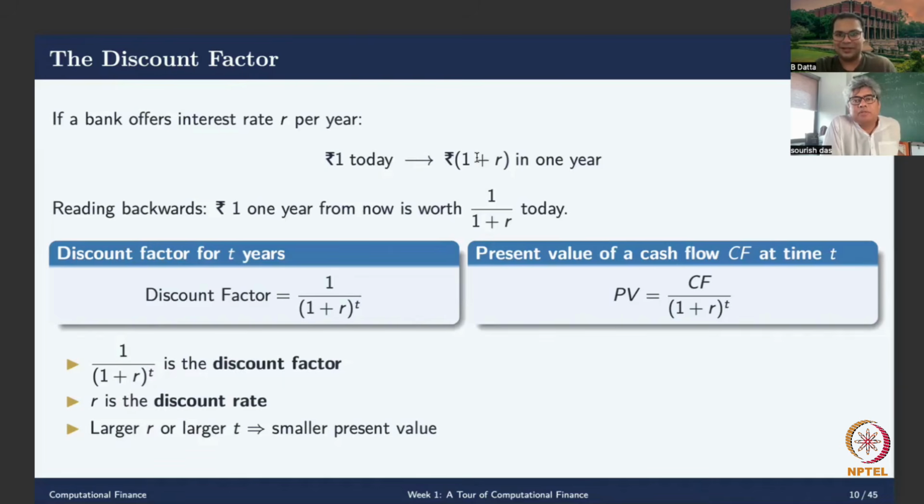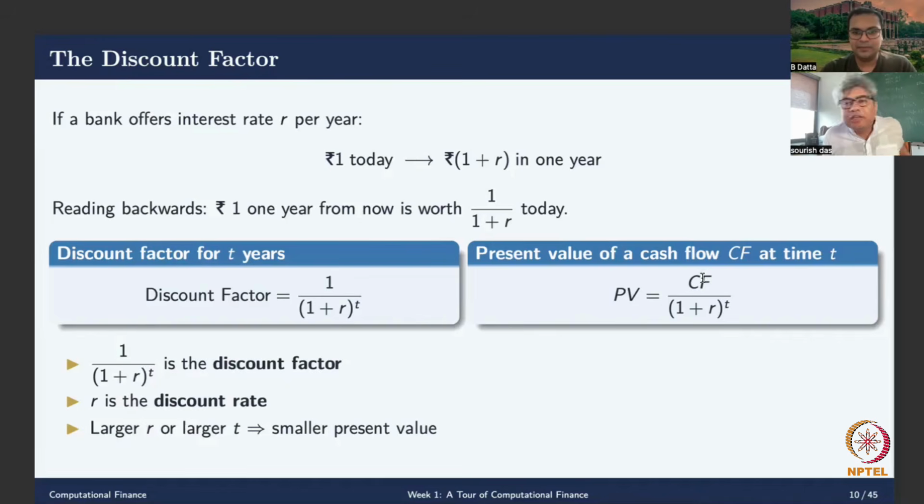Correct. Absolutely. This is what we have been discussing in terms of 1 rupee, but you can think of 100 rupees, then this would just be 100 by 1 plus R to the power t. So more generally, any cash flow that you think in the future, you can always use this to convert. And this is what is known as the concept of present value, right? Present value.